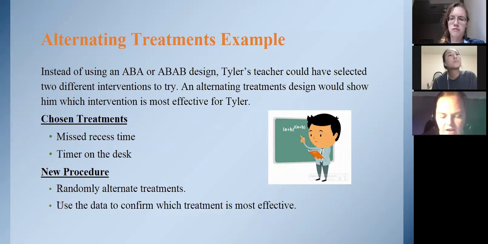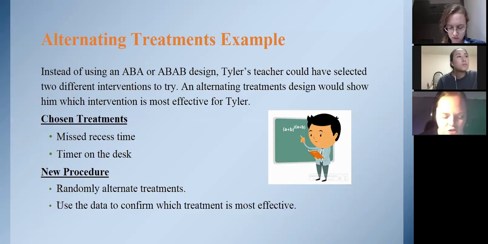In an ABA or ABAB design, you are comparing a treatment condition to a non-treatment condition. In an alternating treatment design, you are comparing 2 different treatments. This means that Tyler's teacher does not need to begin with a baseline. He can immediately begin implementing one of the interventions. He will randomly alternate the treatments and then examine the data to decide which intervention is more effective for Tyler.